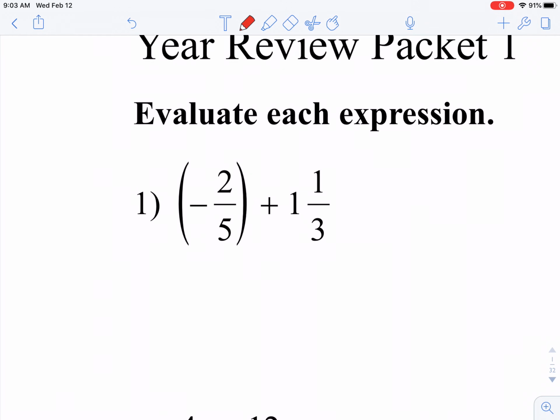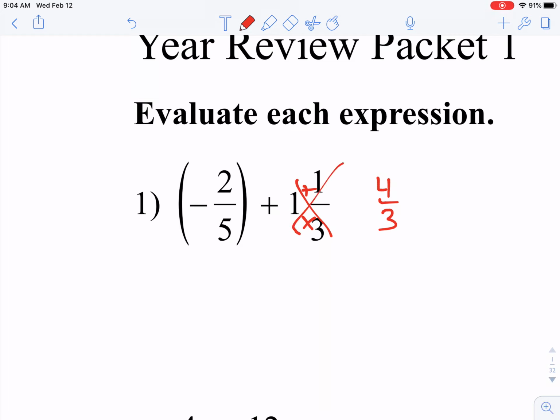We have negative 2/5 plus 1 1/3. The first thing I honestly like to do is to change all of the mixed numbers into improper fractions. So negative 2/5 is already set up as a fraction. We want to change 1 1/3 to a fraction as well. So you multiply 3 times 1, and then add 1 to that. So 3 times 1 is 3, plus 1 is 4, and then the 3 is going to stay the same. And now we have an improper fraction.